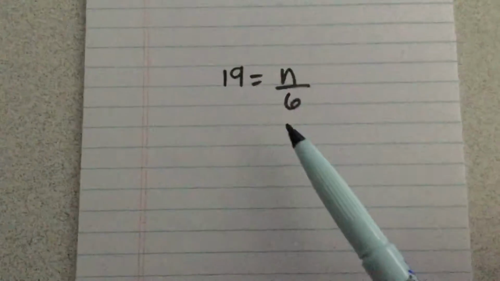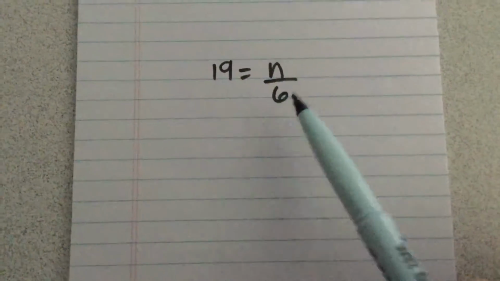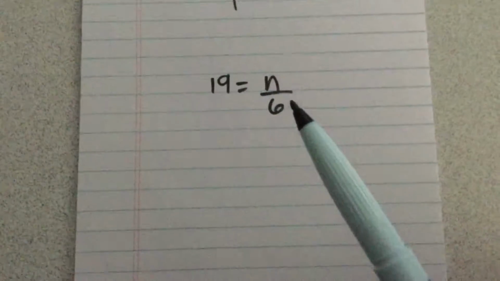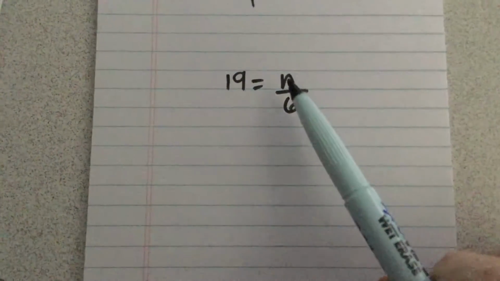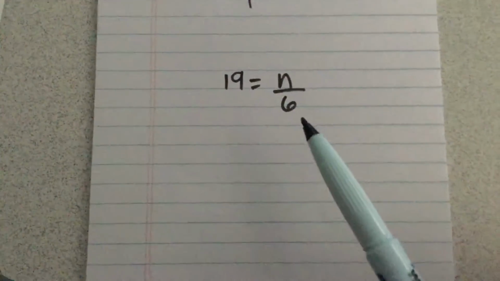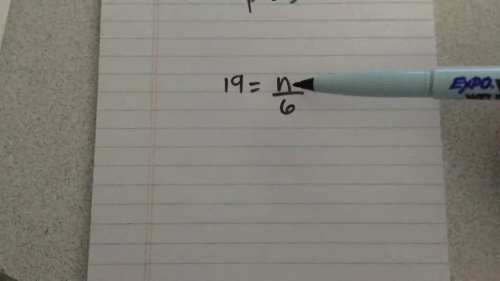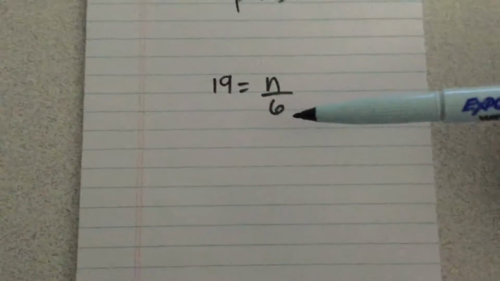Now this one is the one that people get nervous about because it's got a fraction. You have to remember, a fraction is just division. All this means is n divided by 6. The inverse of division is multiplying. So if n is being divided by 6, all I have to do is multiply by 6.